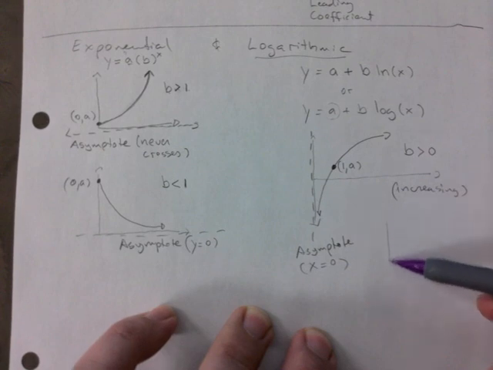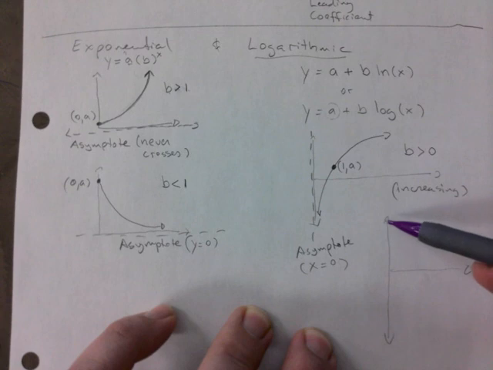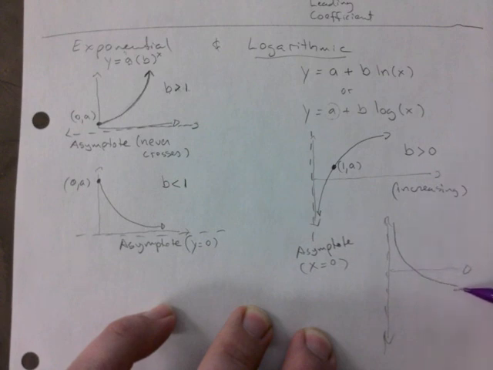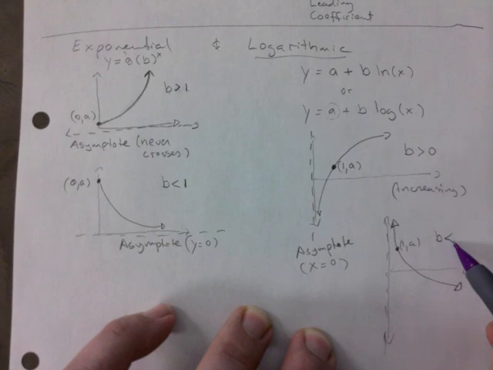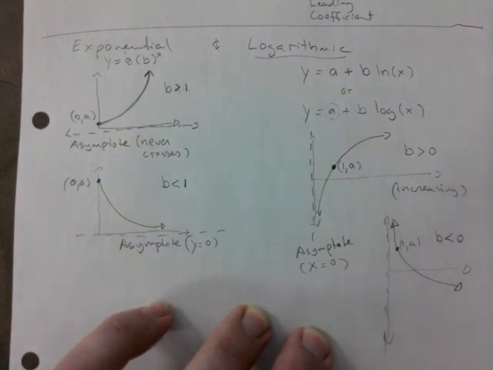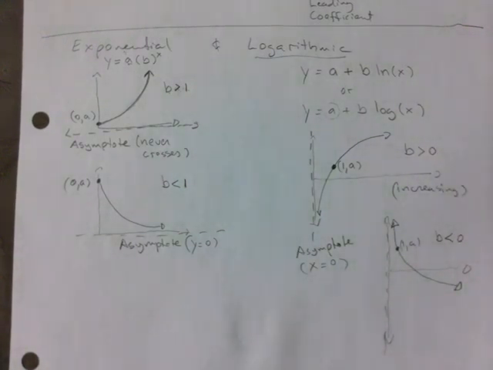I'll do another one here. This is still my asymptote. You would come from over here. 1a is still there. B here would be less than 0. That's negative. If you need to tell yourself B is negative, B is positive, you go for it. You do what you need to do to make sense of this. I'm just trying to help you.